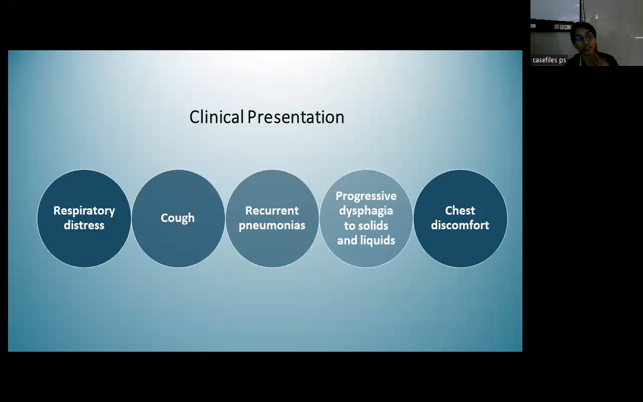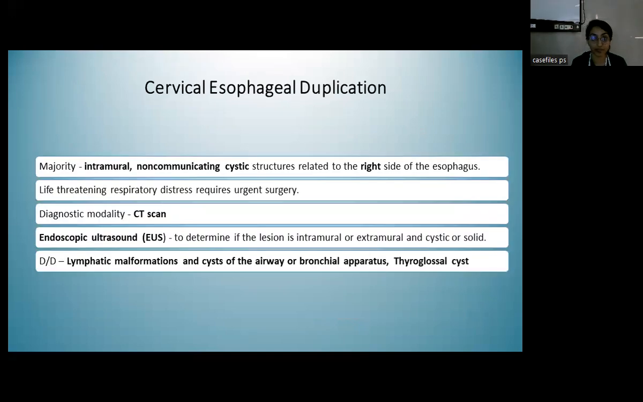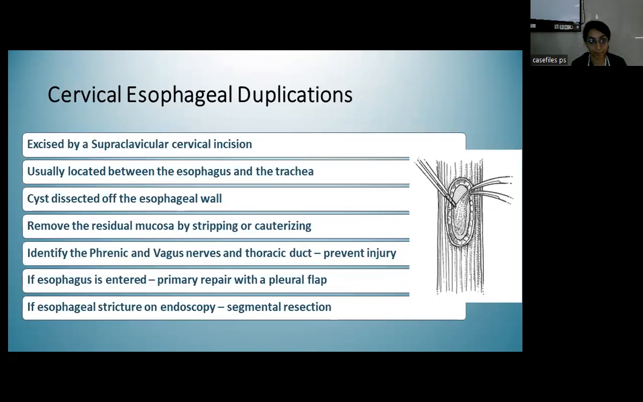The patients present with respiratory distress, recurrent pneumonia, progressive dysphagia to solids and liquids, and chest discomfort. The majority are intramural, non-communicating cystic structures, usually located to the right side of the esophagus. Life-threatening respiratory distress requires urgent surgery. The diagnostic modalities are CT scan and endoscopic ultrasonography, and the differential diagnosis of a cervical swelling could be lymphatic malformation, cyst of the airway or bronchial apparatus, or thyroglossal cyst.